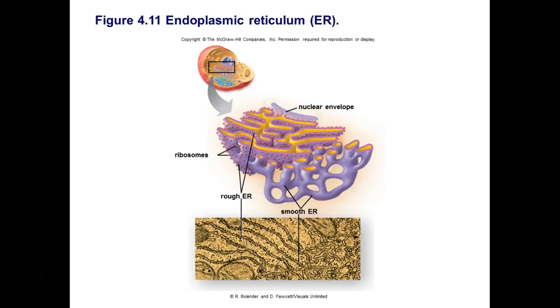So here you see the endoplasmic reticulum. Here is rough ER. You can see all the little dots on there. So the rough ER has the dots, the smooth ER does not. And you can see how almost like a maze the endoplasmic reticulum is. It is continuous with the nuclear envelope.